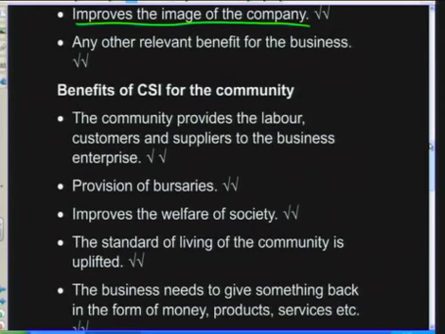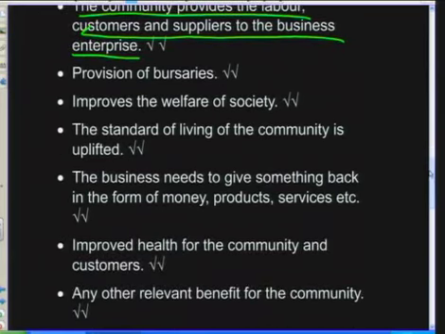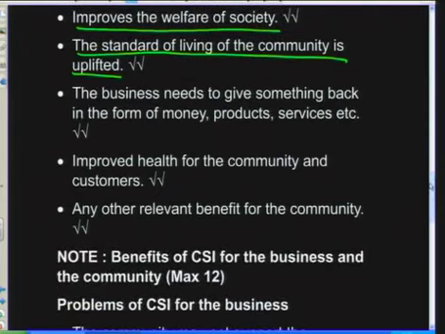So, benefits of CSR for the community. The community provides the labor, the customers and suppliers to the business enterprise. So we need to make sure that the business looks after them because there are those benefits for the community. There's provision of bursaries. It improves the welfare of the society, very important. The standard of living of the community is uplifted, so people have a lot more money, and because they have more money, they can do more things. The business needs to give something back in the form of money, products, and services.